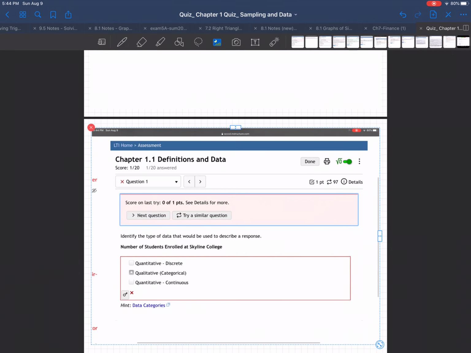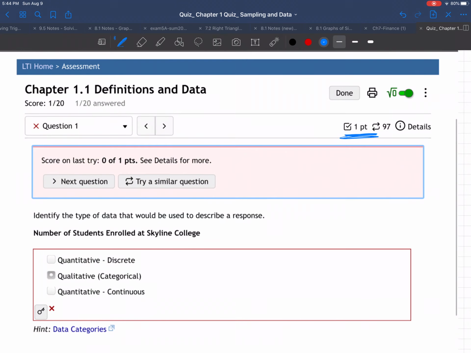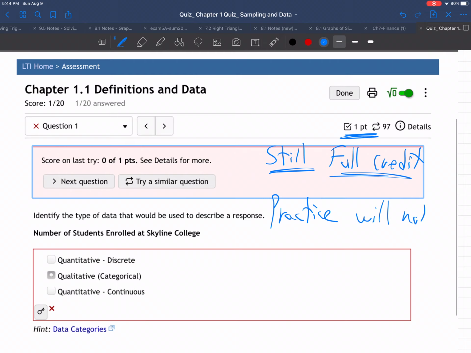See the upper right-hand corner up here? It still says 1 point. It's still full credit. So once you get it right, you can practice. Practice will not wreck your score.